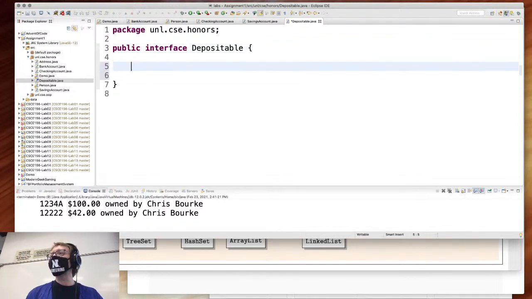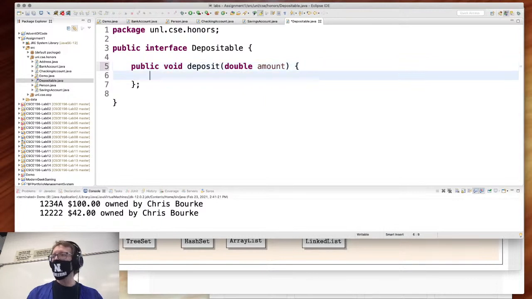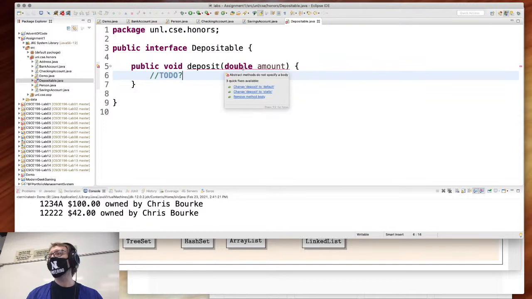If something is depositable, that means that you can deposit money into that account or into that thing. So, public void deposit, double amount. There we go. No body. In fact, if you try to put a body here, you are not going to be able to do this because it's an interface. It's a pure abstraction. All of its methods are abstract.